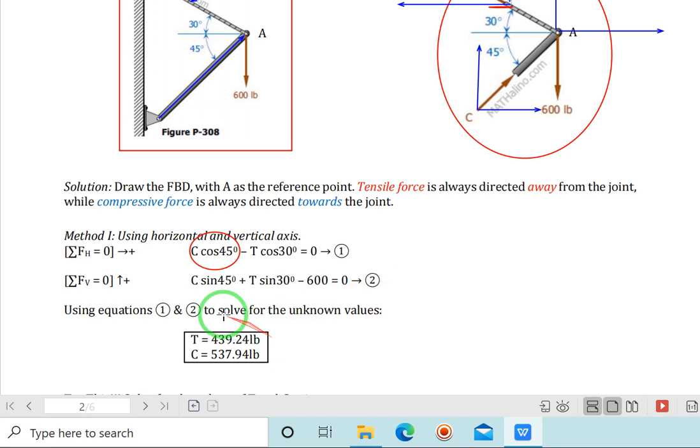We will no longer discuss how to solve it. You do that using the knowledge that you have earned from your previous subjects, especially algebra. Two equations, two unknowns. Your tension should be equal to 439.24 pounds, while your compression is 537.94 pounds.